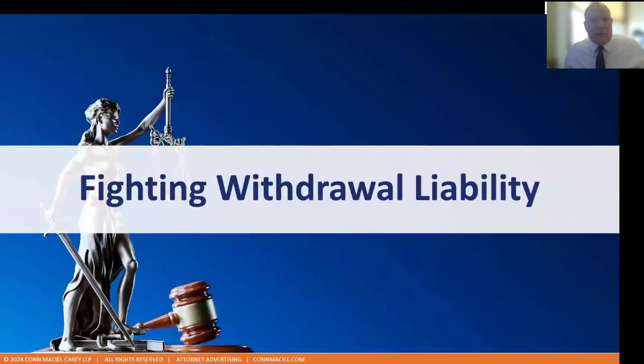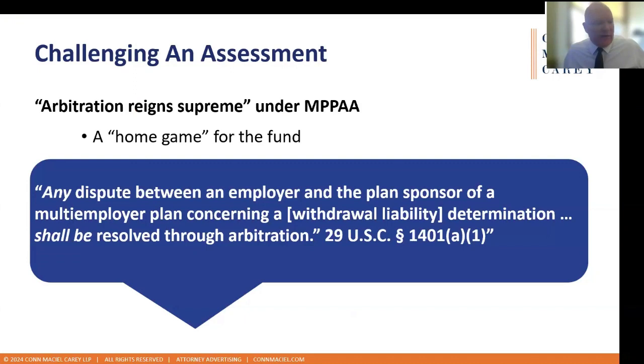Let's talk just briefly about fighting withdrawal liability. Basically you have to arbitrate. If you don't arbitrate, then you may lose any defenses that you had against an assessment. "Any dispute between an employer and the plan sponsor shall be resolved through arbitration." That's quoting from the statute. So if you ever get a notice from a pension fund saying you owe them money, you need to pay attention to it right away.